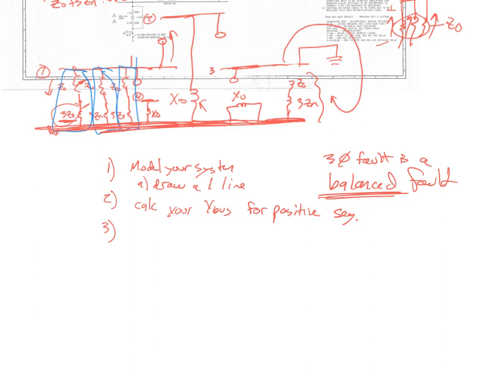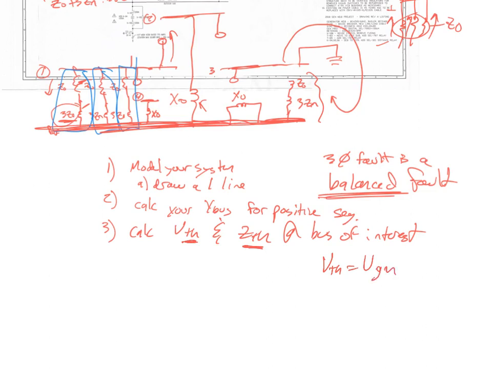Step 4 is calculate V Thevenin and Z Thevenin at the bus of interest, right? Whatever bus that happens to be. So in this case, we said it was bus 1. How do you calculate those two? Well, if it's an unloaded system, right? If there's no load, your V Thevenin is whatever your V of your generators are going to be, right? If there's no current flow through the system, it's whatever your generators are. How do you calculate Z Thevenin?